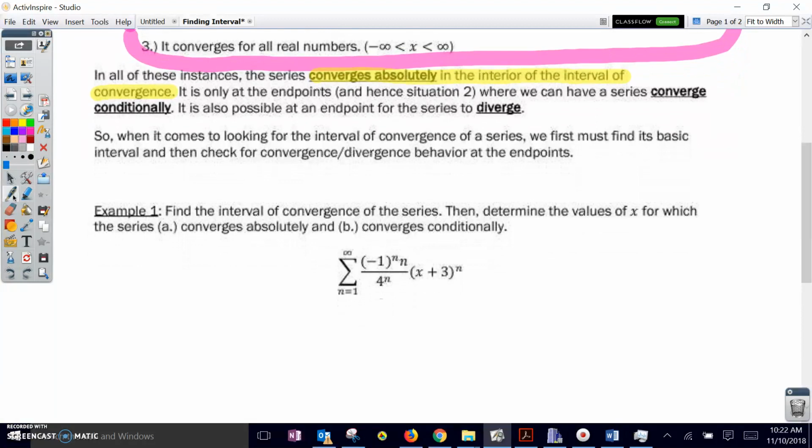Let's look at example 1 here. We're going to find the interval of convergence of this series, and then after we find the interval of convergence, we're going to determine the values for which the series converges absolutely and converges conditionally. So the first thing I'm going to do is set up the ratio test to find the interior of the interval of convergence. So I've got the limit as n goes to infinity of the absolute value of -1 to the n plus 1 times n plus 1.